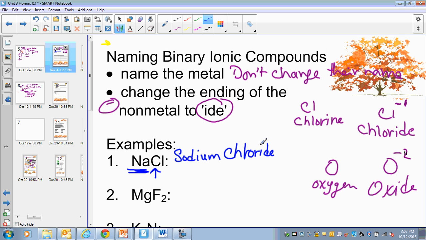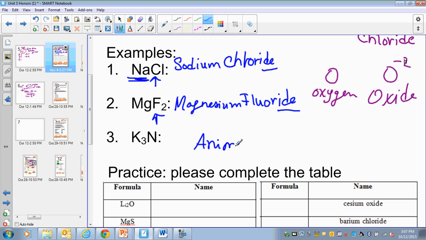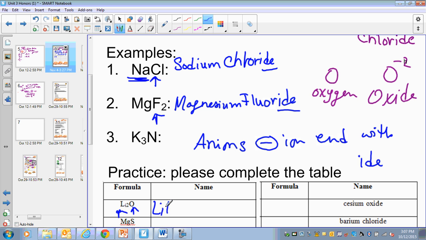So chloride. Mg is magnesium, and this is a metal, so it's not going to change its name. But fluorine is a non-metal, so fluorine is going to change its name to fluoride. So make sure that all of the anions, which are negative ions, end with IDE, whereas the positive ions don't change their name. So you have lithium, and this is oxygen, so it becomes lithium oxide. So go ahead and complete this page, and then we will go from there.